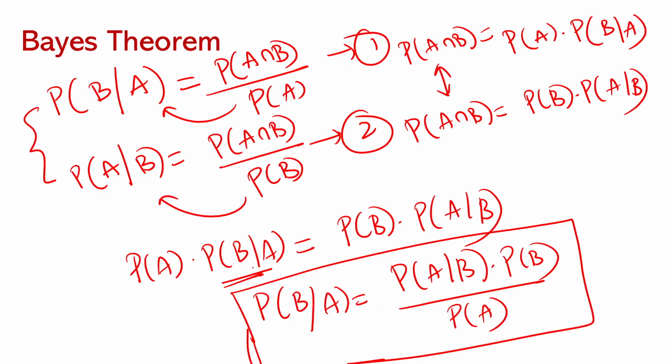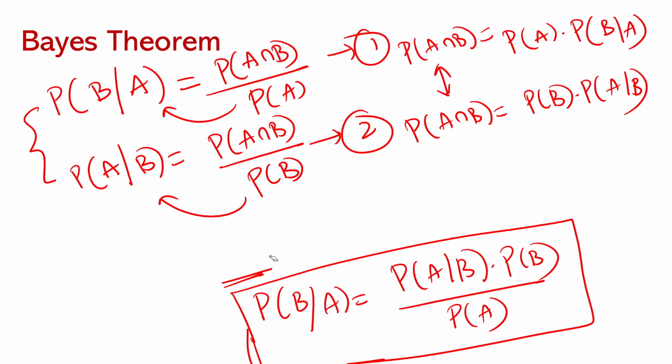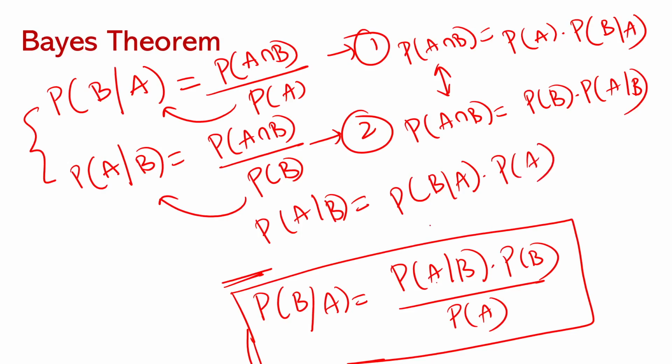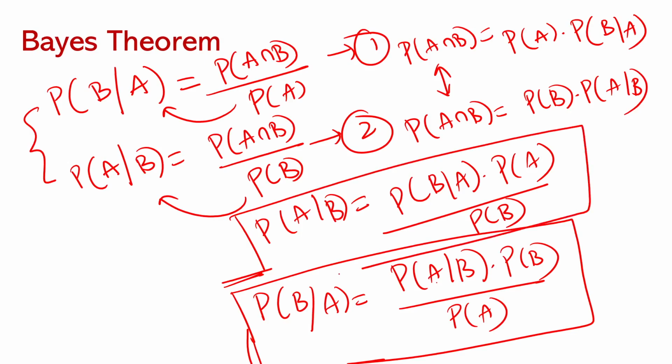Suppose in the reverse case, if you want to find P of A by B, what is the probability equation? You multiply this. So it is P of B by A into P of A by P of B. You can use any of these formulas. So this is the notation for Bayes theorem. Using this, we try to solve problems. We use this Bayes theorem in machine learning very recursively.